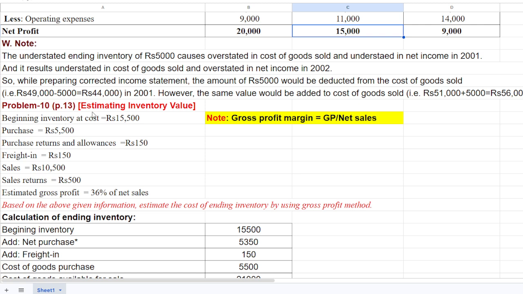So this is the case where we have a beginning inventory, purchase return, freight in, sales return, and estimated gross profit. Remember, the beginning inventory is 15,500, and purchases are 5,500. So we have to find the net purchase value minus purchase return 150. So this will be the net purchase.